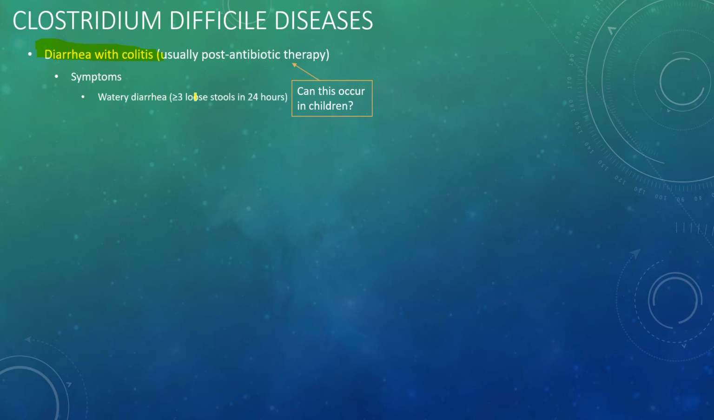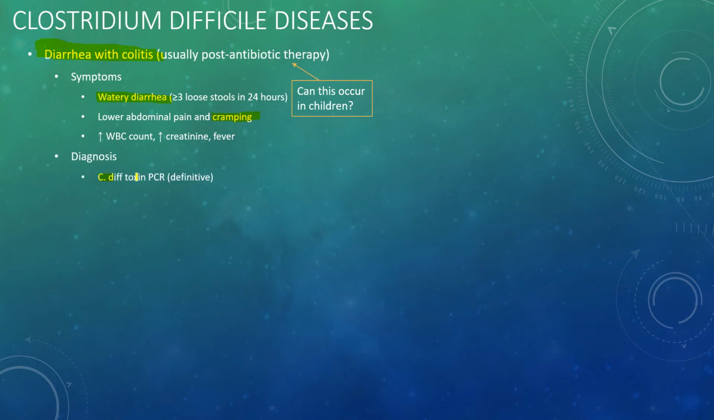You get watery diarrhea, more than 3 stools in 24 hours. Lower abdominal pain and cramping, which is commonly associated with diarrhea. And you have increased white blood cell count, increased creatinine, and fever. So if you have very high values of these, it's a severe form. If it's mild elevations, it's a mild form.